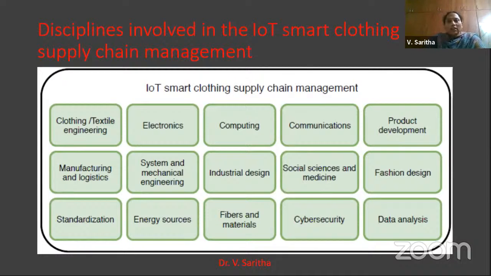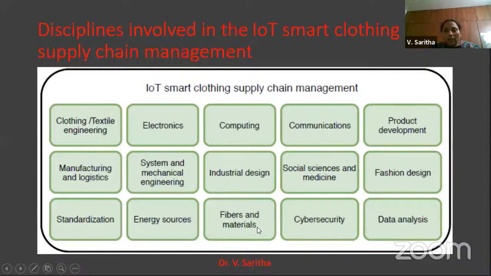And you might think that only computer science people will be involved in the research, or product development, or whatever it could be in the IoT smart textiles. But actually not. It is a multidisciplinary topic. So these many disciplines will be involved in IoT based smart textiles. And we say this is the smart supply chain management in the case of IoT smart clothing.